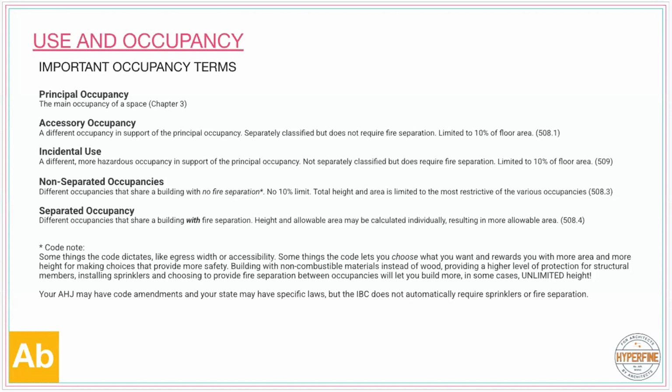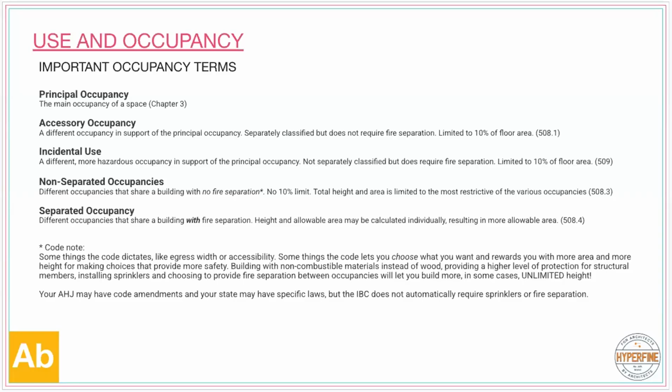Then you've got non-separated and separated occupancies. And this one probably a lot of people don't really know about. Non-separated occupancies are different occupancies that share a building with no fire separation. There's no 10% limit, but the total height and area of a building is limited to the most restrictive of the 2.